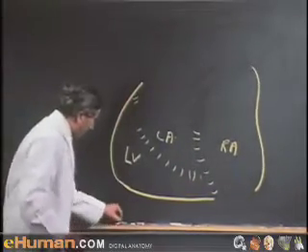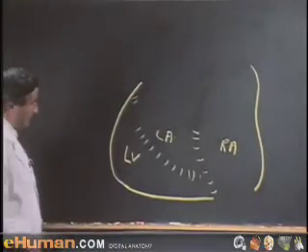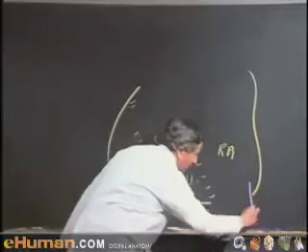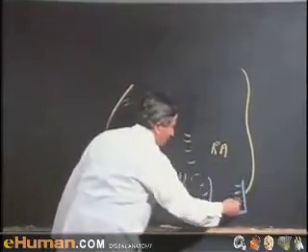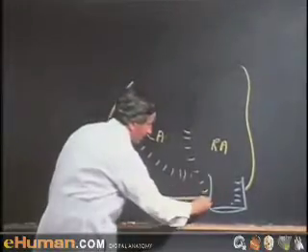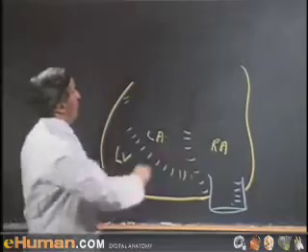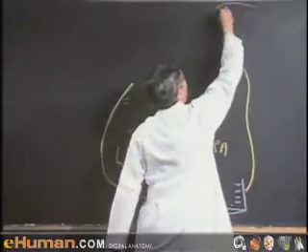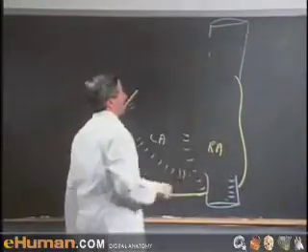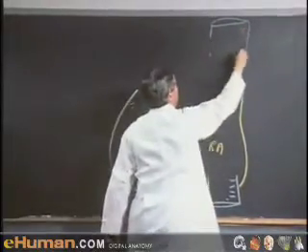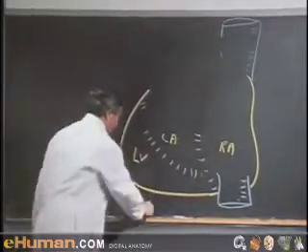So let us put some of the larger vessels in relation to these chambers. We have here the inferior vena cava, which is coming up into the lower part of the right atrium. And then, of course, coming down from above, we have the superior vena cava, draining down into the upper part of the right atrium.